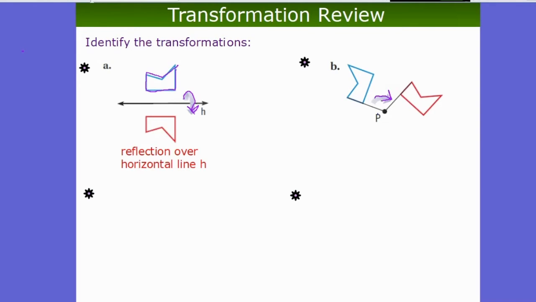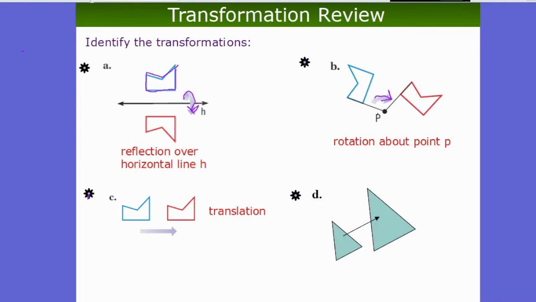We turned this figure a certain number of degrees, and so this would be our turn or our rotation, and we rotate it around this point P. This one, it looks exactly the same, the pre-image and the image. It's just that we moved it. So that would be a slide or our translation. And then this one, our pre-image here, was a certain size, and now that image is bigger. So this would be our dilation, and we enlarged it in this dilation.